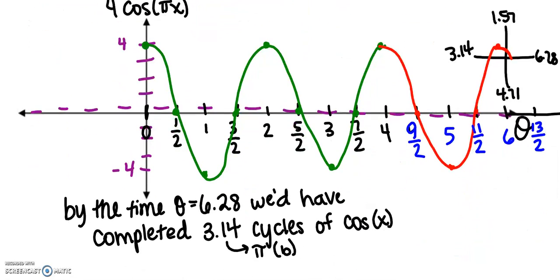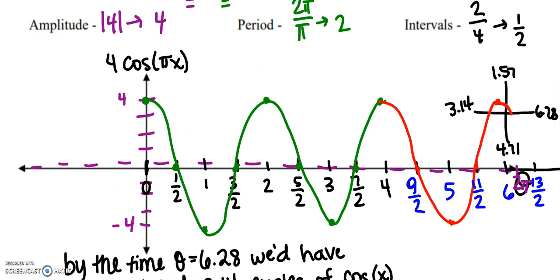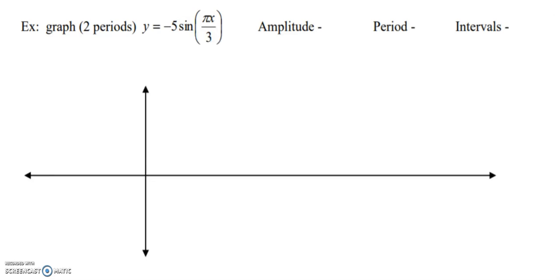And you'll notice by the time we get to 6.28, which is really the same thing as 2 pi, we now have completed 3.14. 1, 2, 3, and a little bit more rotations. This is still lining up with our nice horizontal shrink going on. All right, back to the new stuff.